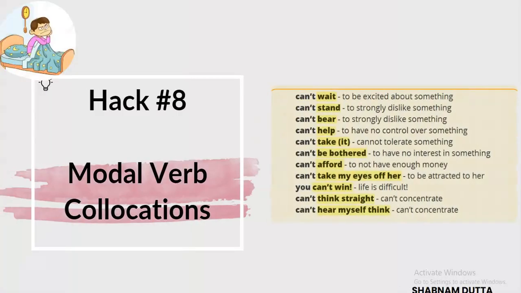Hack number 8 focuses on modal verb collocations. These are common word combinations with modal verbs like can't stand or should have. Learning collocations expands your vocabulary and helps you use modal verbs effectively.